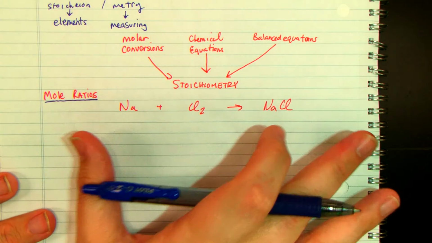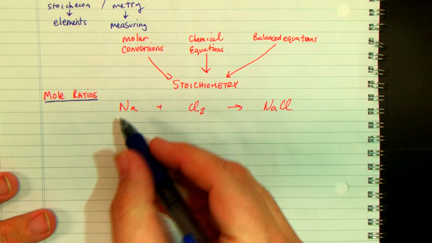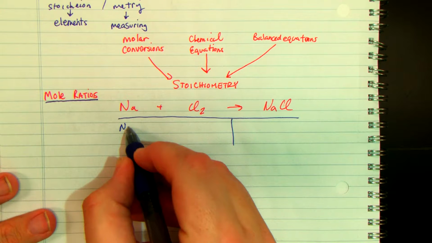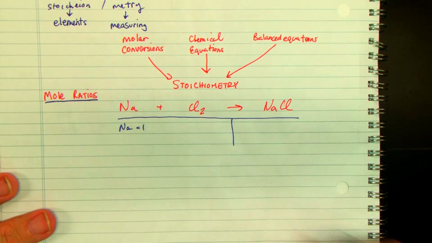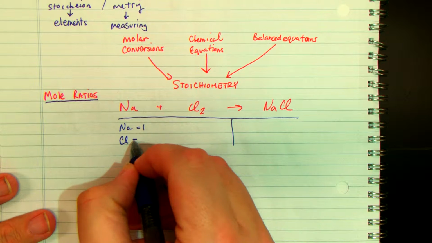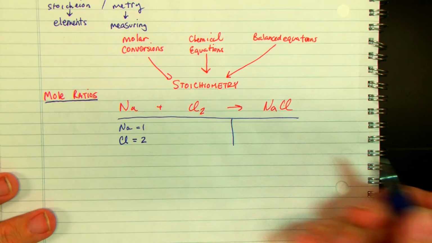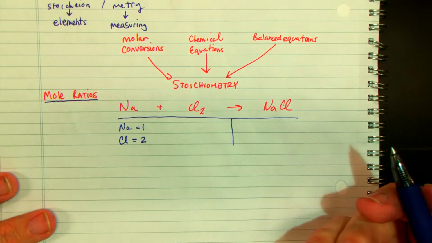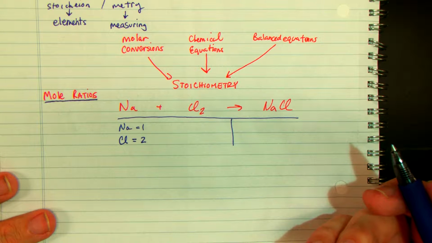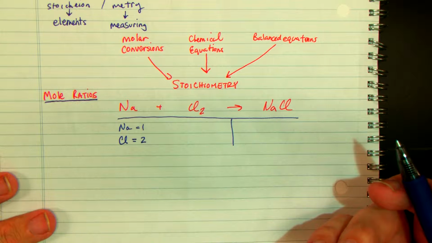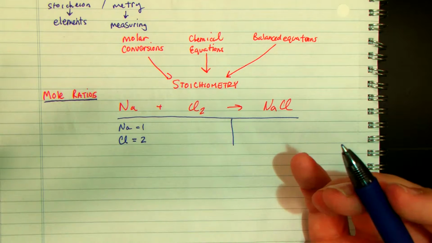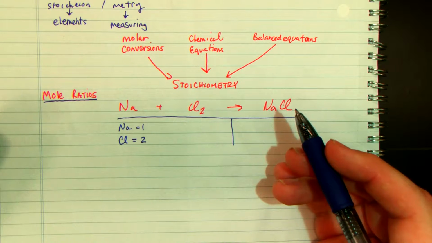Now, this is your skeleton equation. We need to balance this. So, you have 1 sodium. Chlorine, you have 2 of them over there. Why do we have Cl2? Because it's diatomic, so you have to have Cl2. Have no other fear. Chemistry is beautiful.